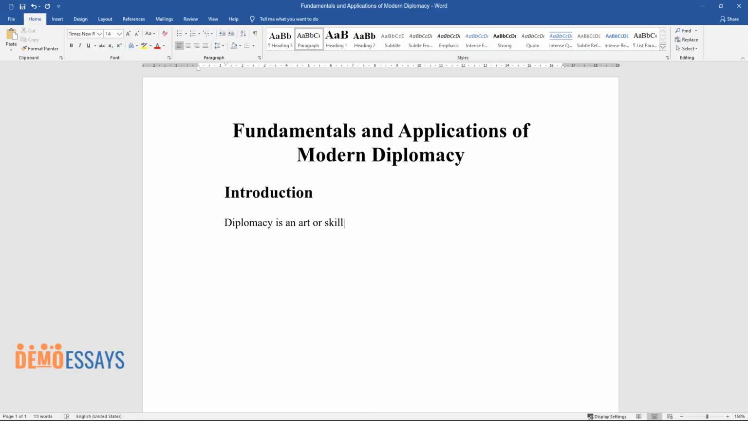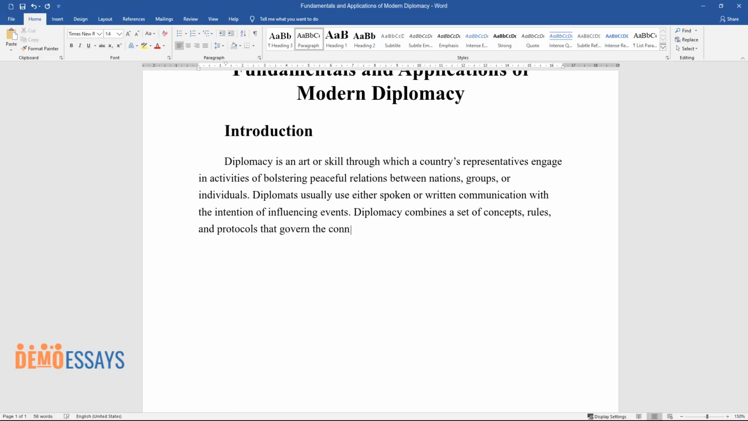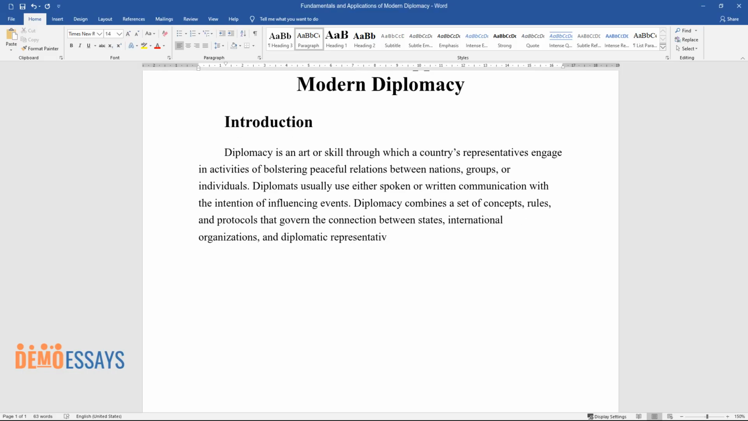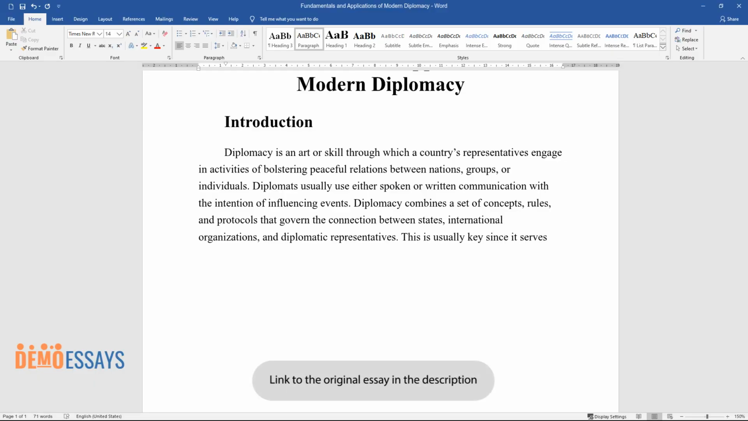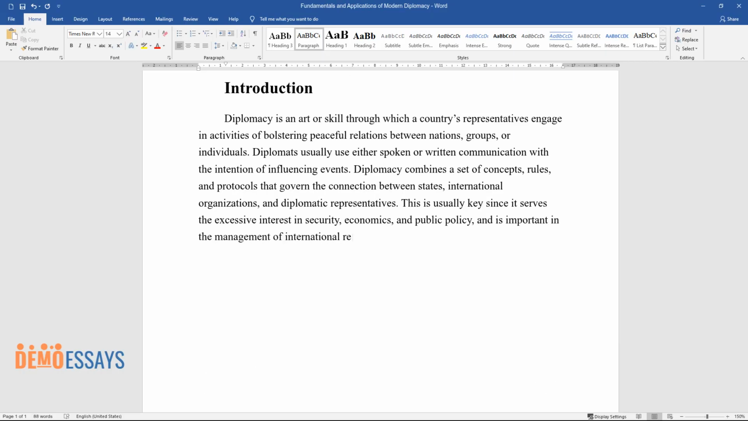Diplomacy is an art or skill through which a country's representatives engage in activities of bolstering peaceful relations between nations, groups, or individuals. Diplomats usually use either spoken or written communication with the intention of influencing events. Diplomacy combines a set of concepts, rules, and protocols that govern the connection between states, international organizations, and diplomatic representatives. This is usually key since it serves the excessive interest in security, economics, and public policy, and is important in the management of international relations.